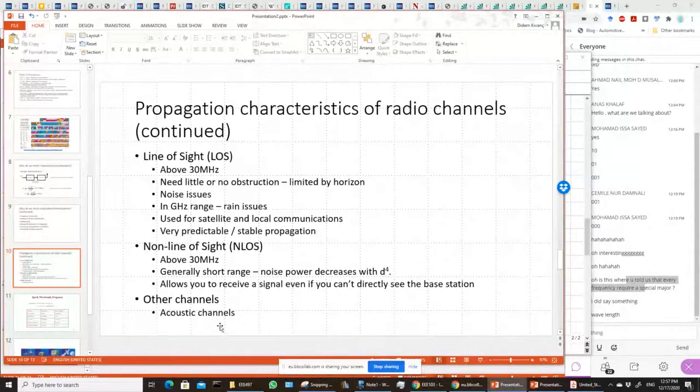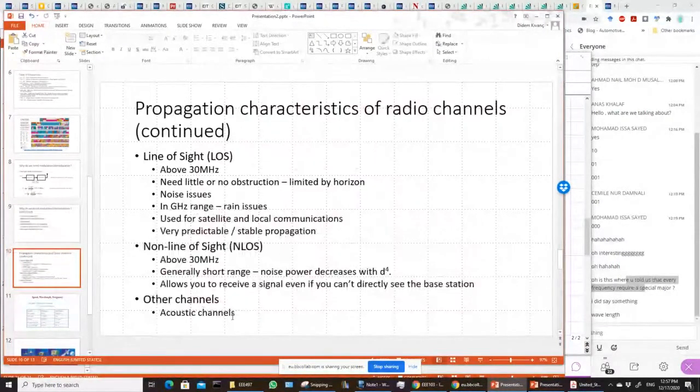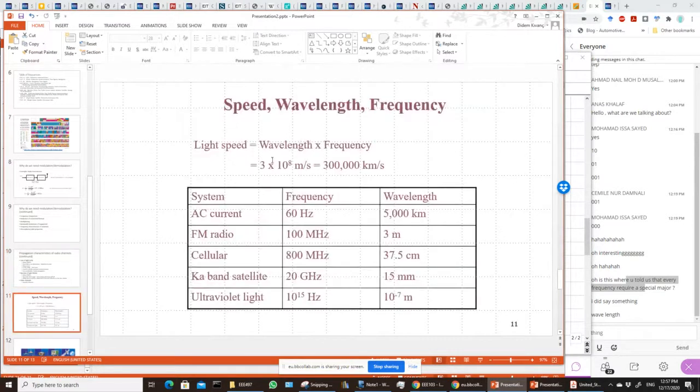And then there are other channels like acoustic channels that work differently. Acoustic channel is acoustic communication. I'm not talking about voice. This is high frequency, higher than human hearing, and they use this for underwater communication. Apparently it disturbs the whales, so they're trying to not use it so much. But it's also a method to communicate.